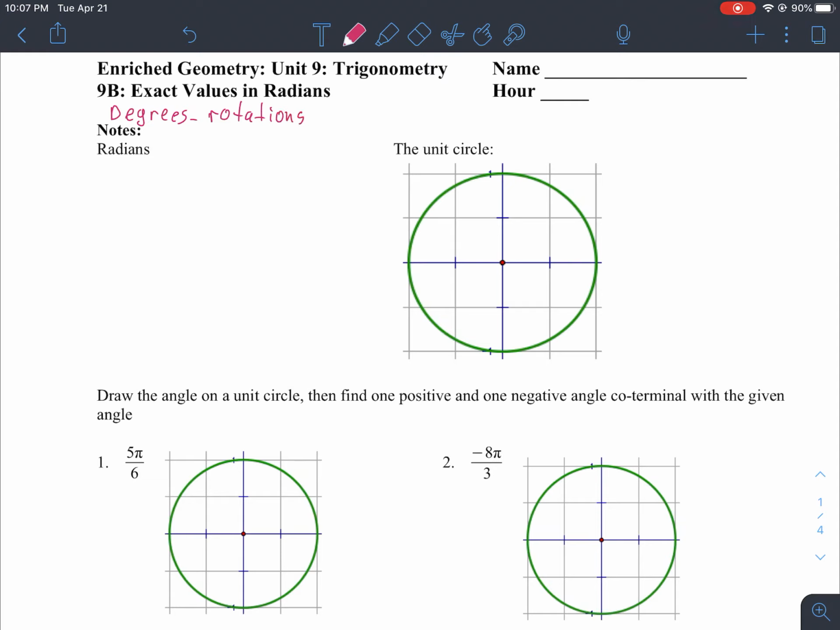You rotated. But how far did you go? Like if you're an ice skater, how far did your ice skates travel while you were rotating? That is more of the idea of a radian. A radian is a length.